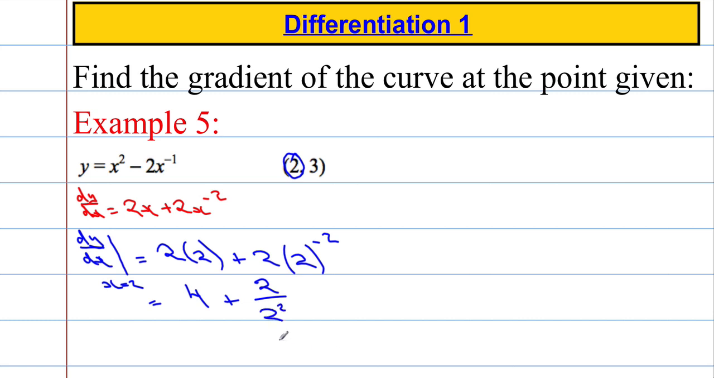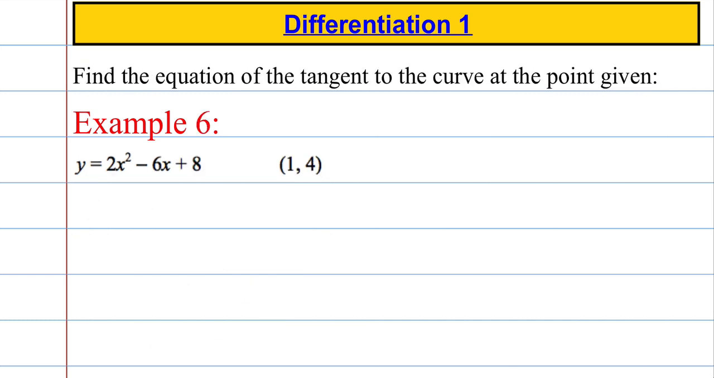So we end up with this. 4 plus, and 2 over 2 squared is simply 1 over 2. So 4 plus a half is equal to 4 and a half. 4 and a half, not a quarter. I don't know why I've written that down. 4 and a half. Okay, next example.